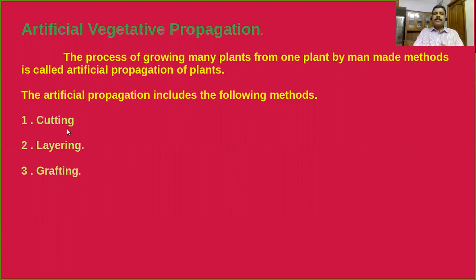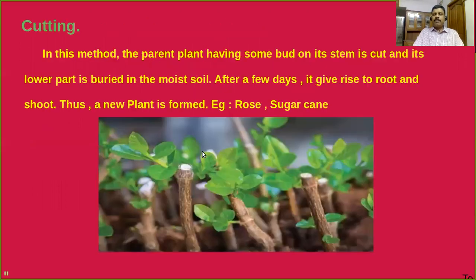We have to discuss in detail three different types of artificial vegetative propagation. First of all, let me discuss the cutting process.